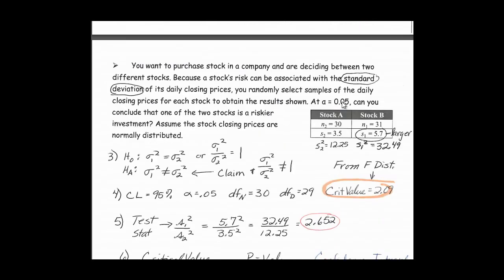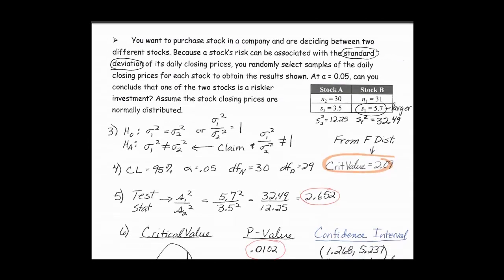Okay, so I'm going to move on and do our last hypothesis test in this section. You want to purchase stock in a company and are deciding between two different stocks. Because a stock's risk can be associated with the standard deviation of its daily closing prices, there's a lot of variance in that closing price. You're going to think twice about that.